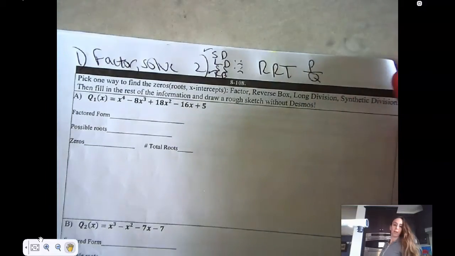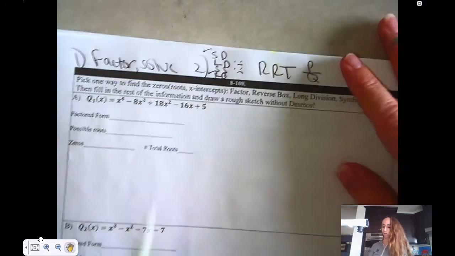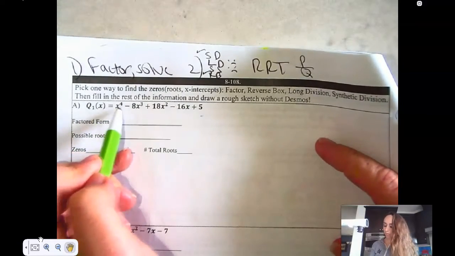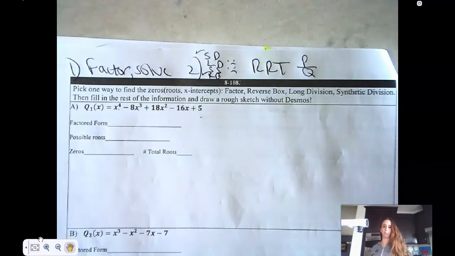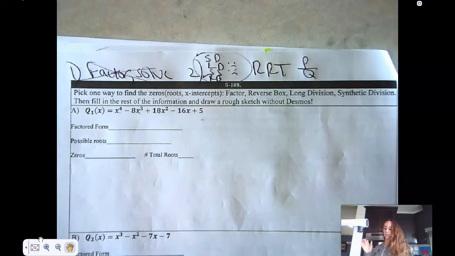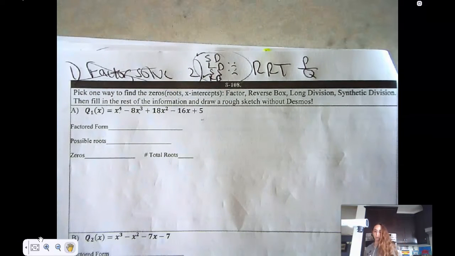Okay? So the first thing I'm going to do is, can I factor it? Okay, well there's like a bunch of them. And I can't do factor by grouping because there's 4 and there's no other types of factoring. So I have no choice. I have to do synthetic, long, synthetic, or reverse. In order to do that, I need to figure out my possibilities.